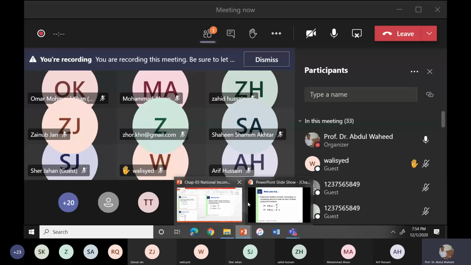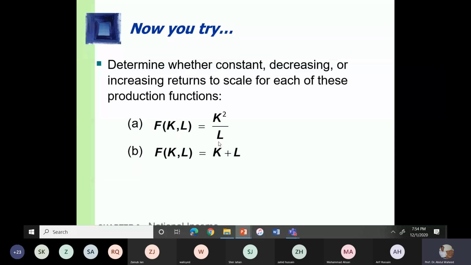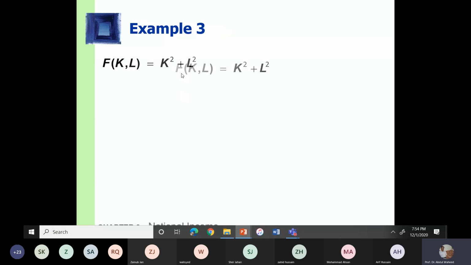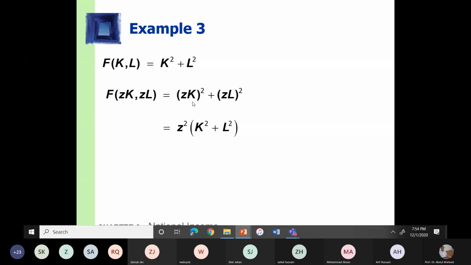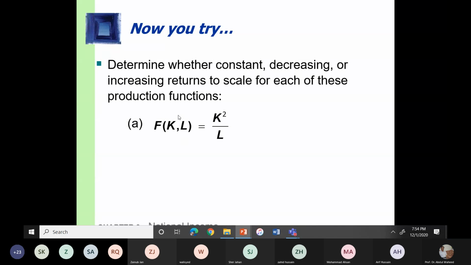Yes, any answer for A? किसी ने सॉल्व किया? A का क्या आंसर? You have to follow same procedure, no? As we did here. Give increment for Z and then you see what will happen to this. सर यहाँ पे सिर्फ k पर स्क्वायर है, l पर नहीं है, तो ठीक है. इंक्रीमेंट तो आप दोनों को देंगे ना Z का.